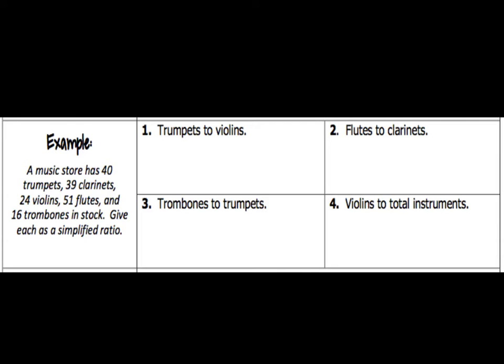So we're going to do some ratios. We're given some information about a music store, and we're going to find the ratios first of trumpets to violins. So there's 40 trumpets and 24 violins. Remember, ratios must be simplified, so let's go ahead and simplify this. So that simplifies to 5 over 3. Final answer, trumpets to violins, 5 to 3 ratio.